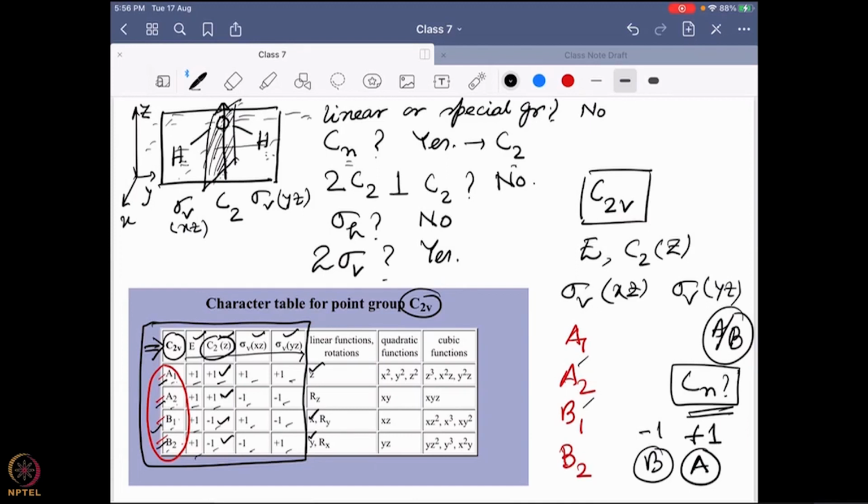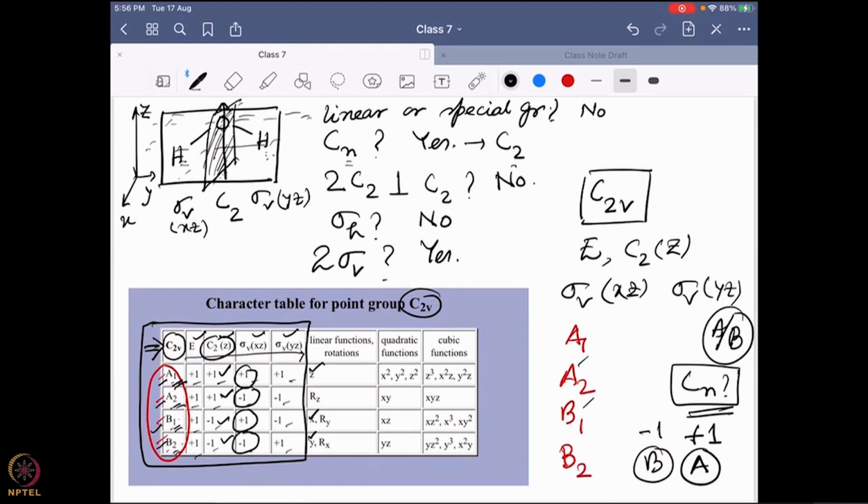So that's why we go to the next one, the sigma V. For the first sigma V, we see if it is symmetric with respect to the sigma V, then it will be 1. If it is asymmetric, it will be 2. So that is how you read the character table, which will be covered in the later part by Professor Lina.